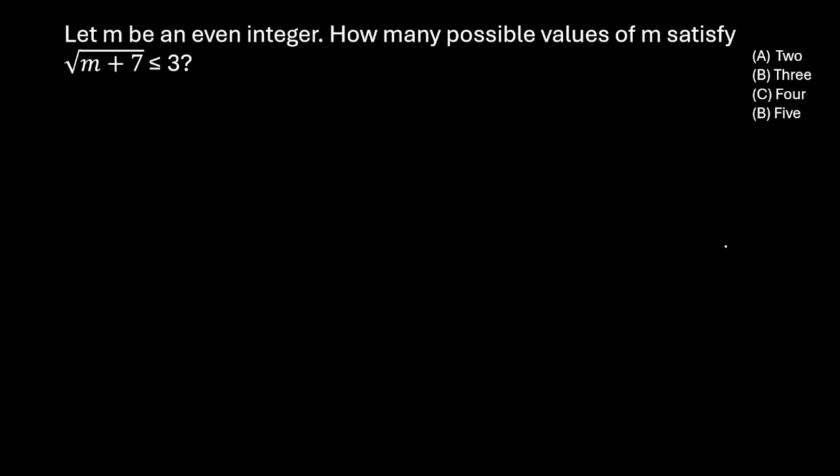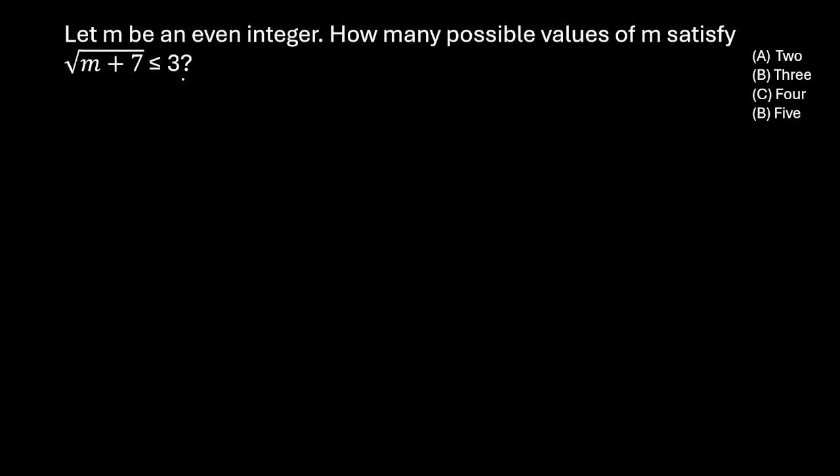Let's solve this SAT question. Let m be an even integer. How many possible values of m satisfy this inequality? The square root of m plus 7 is less than or equal to 3.